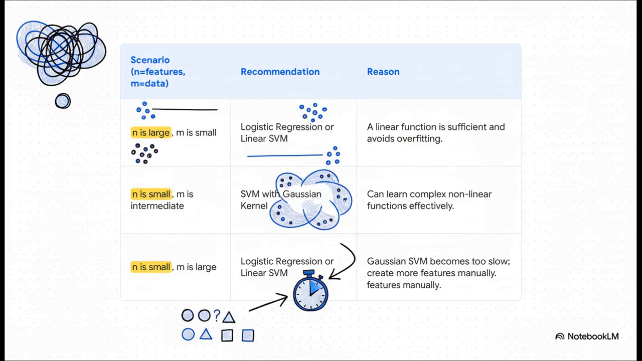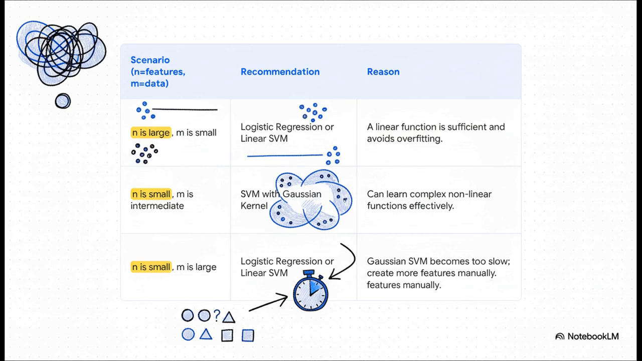If n is really big, but m is pretty small, stick with logistic regression or an SVM with a linear kernel. Now, if n is small and m is kind of an intermediate size, maybe up to 50,000 examples or so, an SVM with a Gaussian kernel is often a killer choice. But if n is small and m gets huge, that Gaussian kernel can start to slow down.